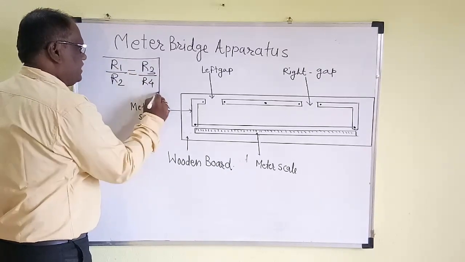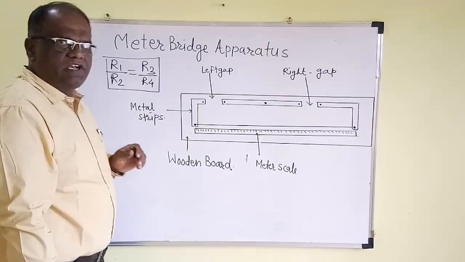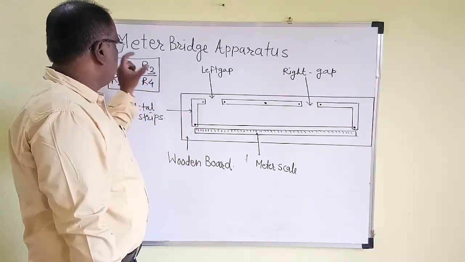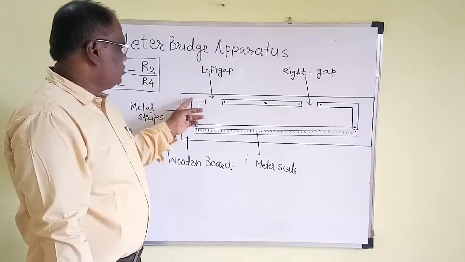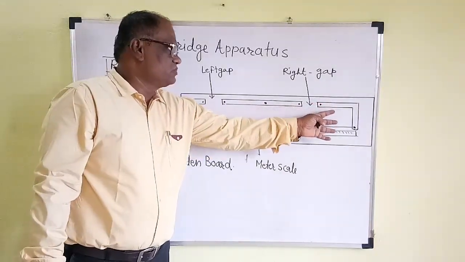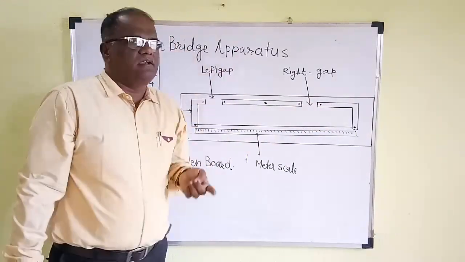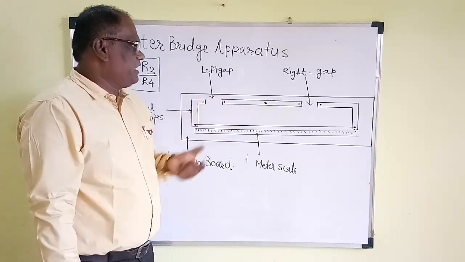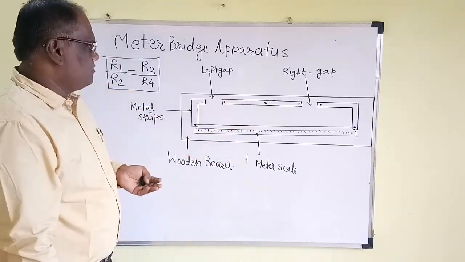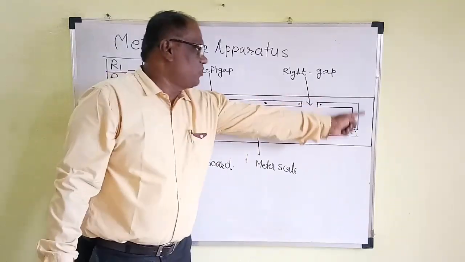Now, this is what we have studied theoretically. The principle of the Wheatstone bridge network is used to study the meter bridge apparatus. Here you can easily observe the construction of the meter bridge apparatus. It is a long wooden board.